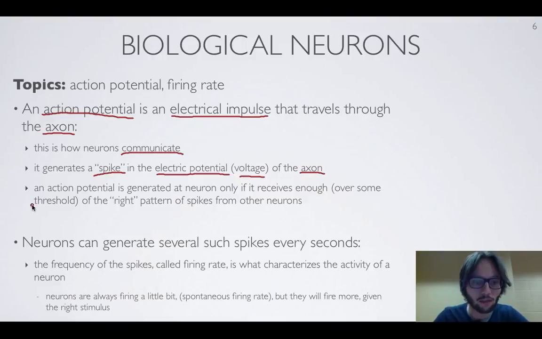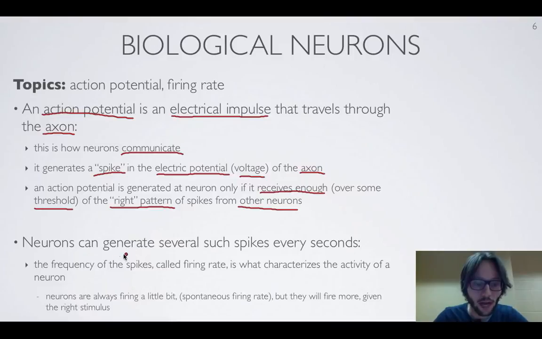And now, an action potential is generated at a neuron if it receives enough of the right pattern of spikes from other neurons that it is connected to. Essentially, this level of activity from the other neurons from which a given neuron is receiving information through its dendrites, if this amount of activity reaches a certain threshold and has the right pattern, then the neuron in question will also generate an action potential, will also spike.